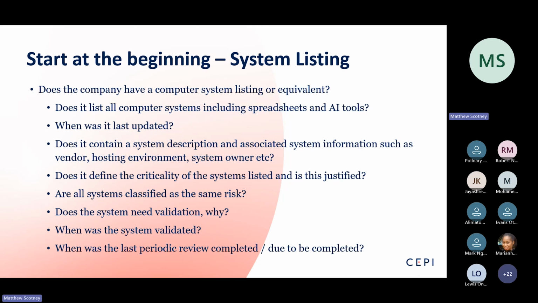You can look at things like, how have the systems all been classified? We talked about a risk-based approach, so not all systems are equal. If every system is classified as high risk, that tells you something. Equally, if everything is classified as low risk, again, it tells you a similar sort of thing. Again, when were the systems validated? If the system was validated 5 years ago, have we done some sort of periodic review? Have we done something to confirm that the system is still relevant?